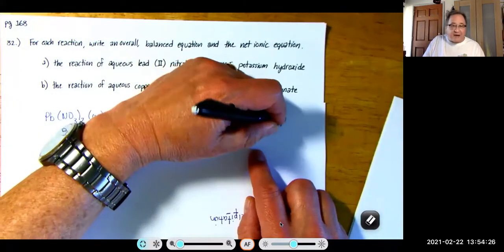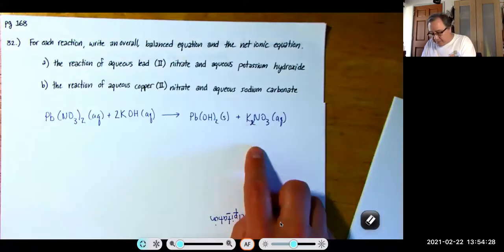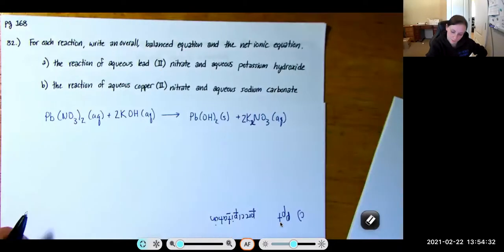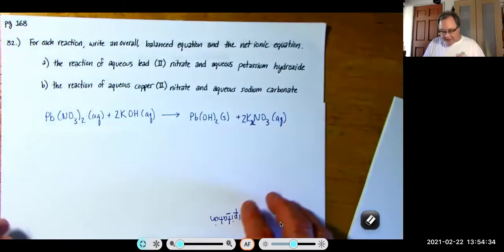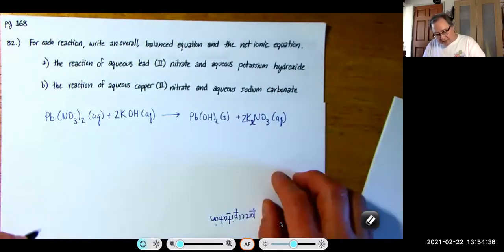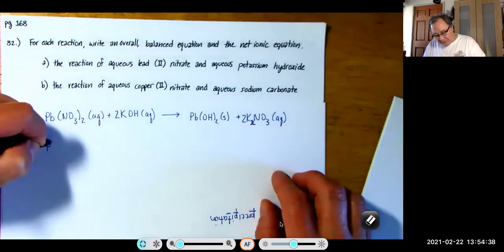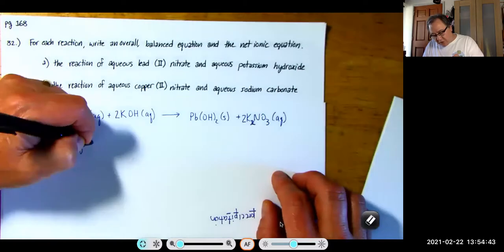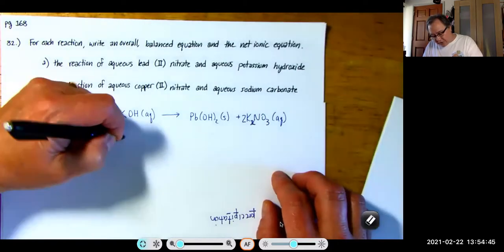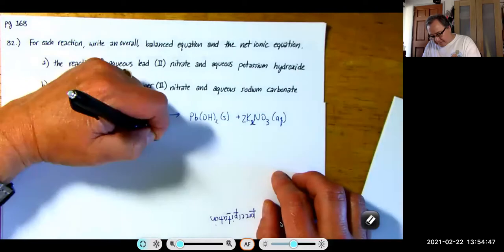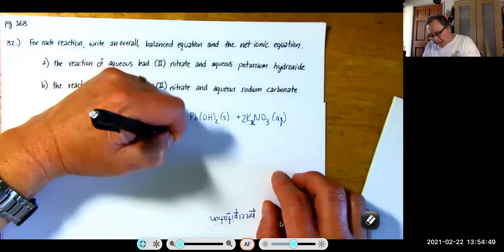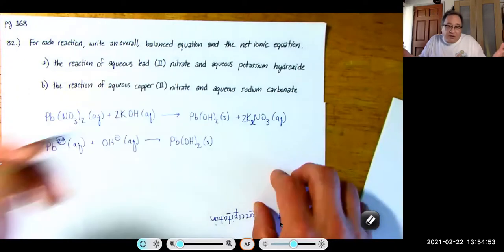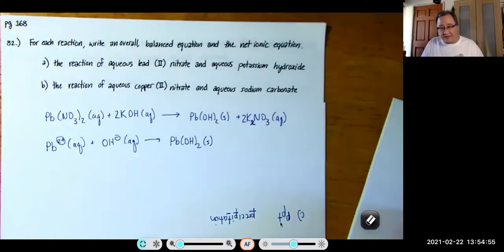So I'm going to write it out as KNO3, but a 2 in front of that. Okay. So here's an overall balanced equation. Now, what's the net ionic going to be? Well, we know that the nitrates are always soluble, so I'm going to leave those out. We know that the potassiums are always soluble, so I'm going to leave those out. And so I'm kind of showing you a shortcut for how to get to the net ionic: leave the always soluble ions out and you're going to get your net.